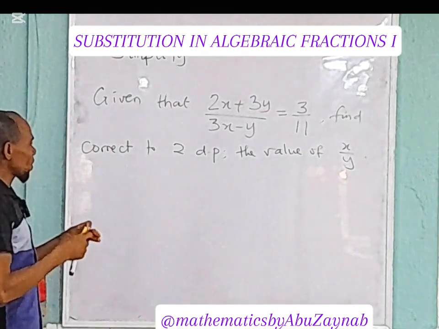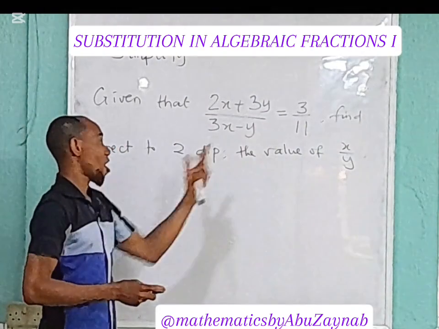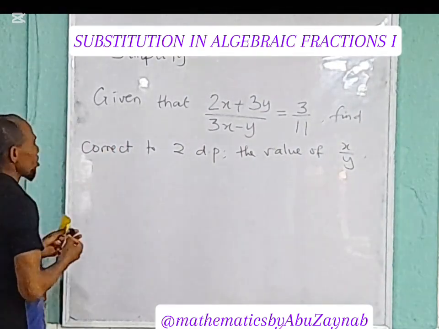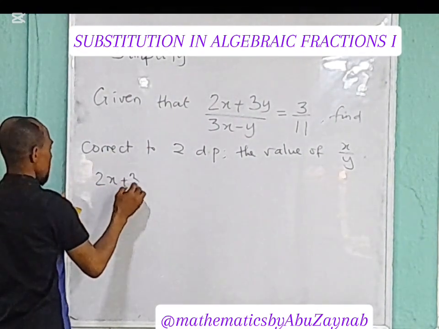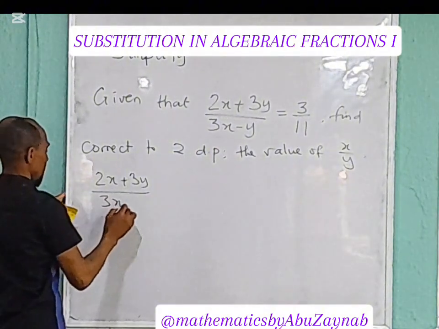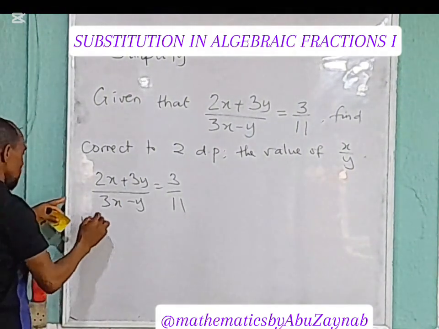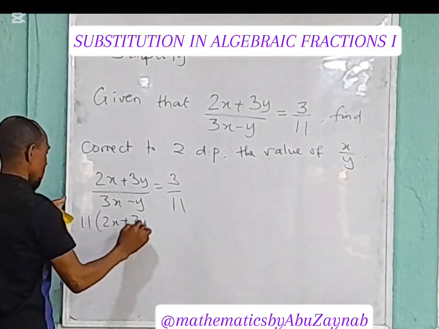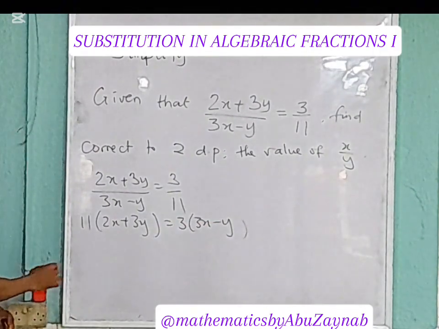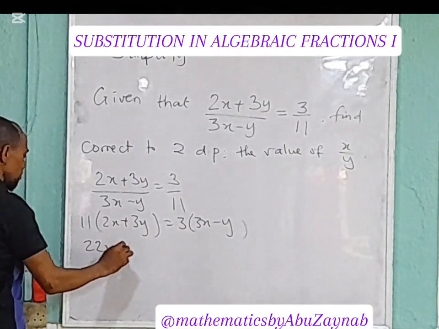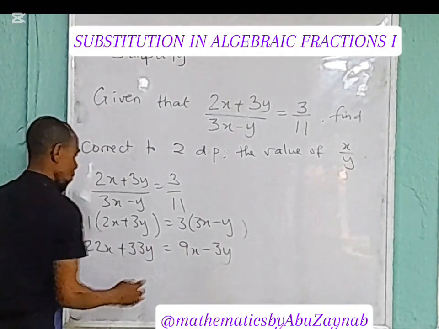This time around, we are actually asked to look for the original value x over y. That will give us this. However, to 2 decimal places. So all you need to do is to just simplify that algebraic fraction there, equation as it were. So here, when you cross multiply, you have 11 bracket 2x plus 3y equals 3 bracket 3x minus y. Open brackets, you have 22x plus 33y equals 9x minus 3y.